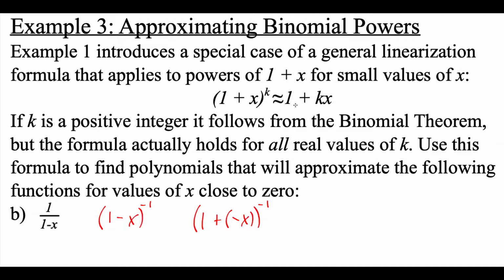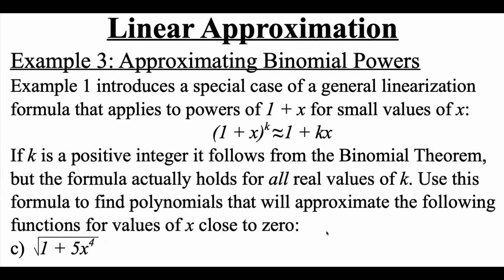And now we can use our approximation formula. So this will be 1 plus the power k, which is negative 1, times the x, which is actually a negative x. So then if I do the negative 1 times the negative x, well then this just turns into 1 plus x. So this is going to be our approximation of this function, again, for x values that are small.